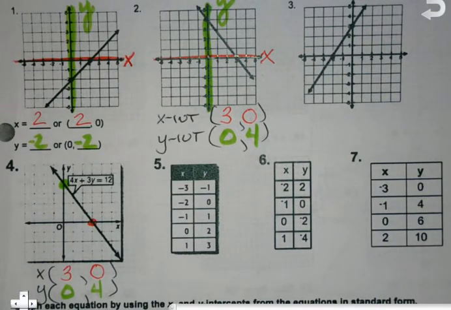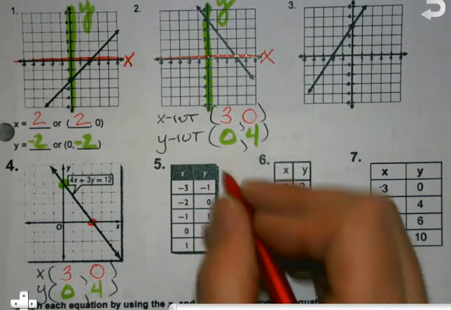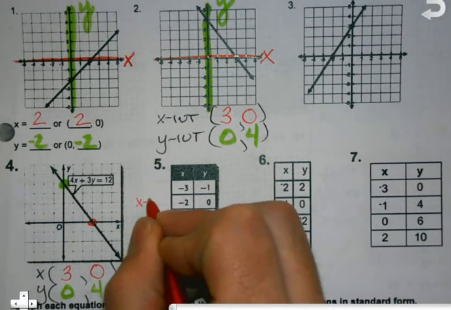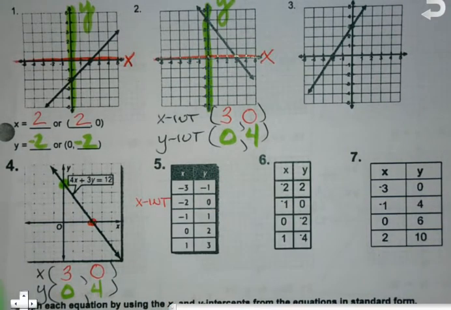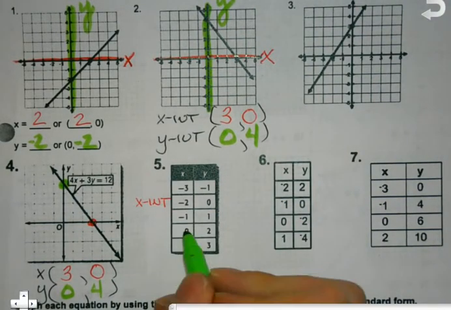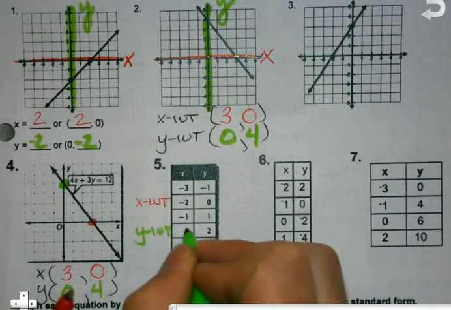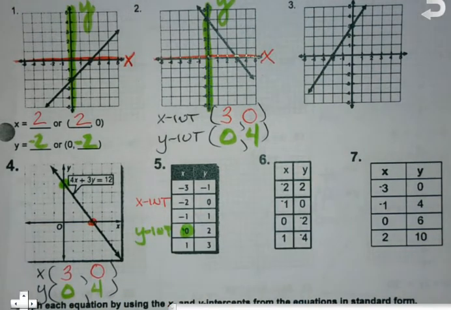If they give me a chart, again, all I have to do is see the 0 in the y spot, that's my x-intercept. If I see the 0 in the x spot, that's my y-intercept. But I've always got to look for where the zeros are going to be.